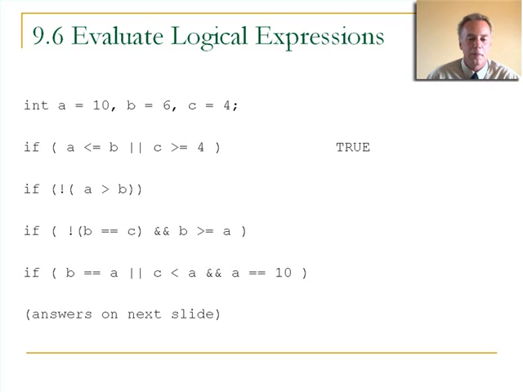A has 10, B has 6. 10 is less than or equal to 6. That part's false. So we go over to the right-hand side. C is greater than or equal to 4. C is equal to 4. So that side is true. We have there false or true, and it evaluates to true. If you need to, go back and look at the truth table for or. If either of them are true, then it will evaluate to true.